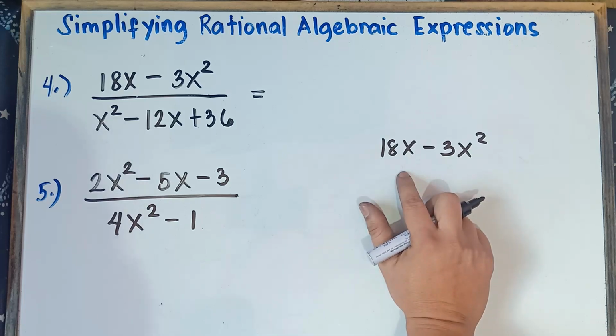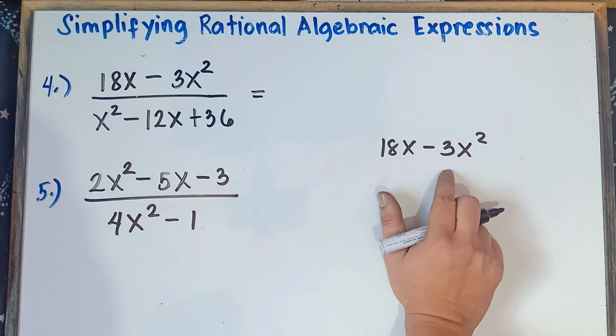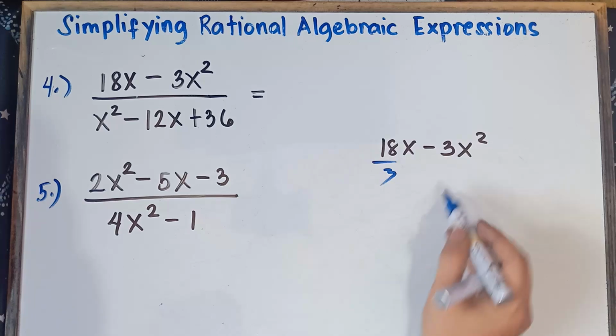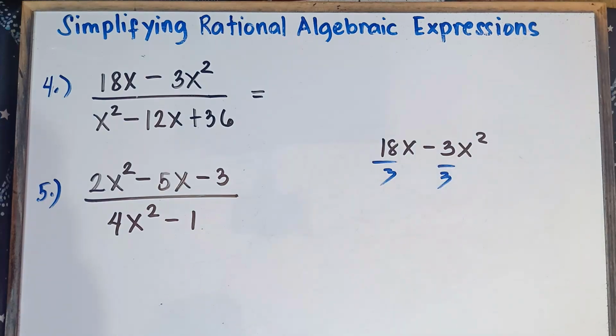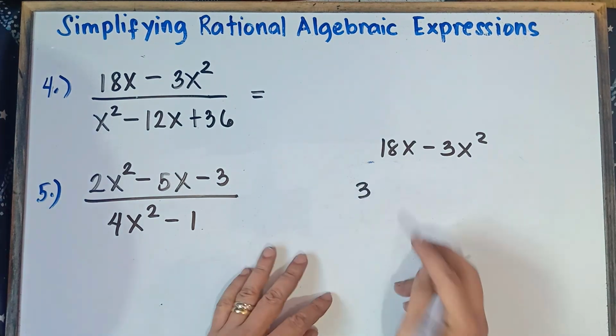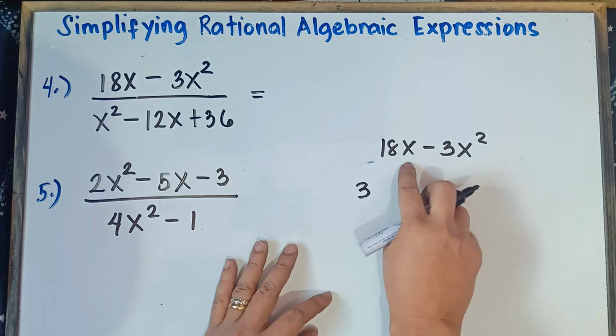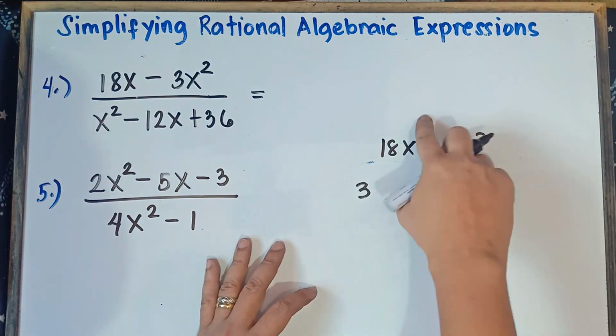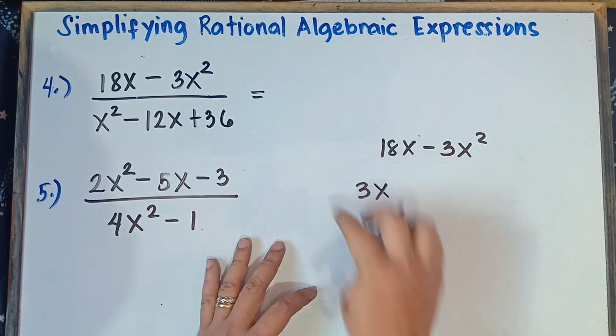What would be the greatest common factor of 18 and 3? That's correct, that would be 3, right? We can divide 18 by 3. We can also divide 3 by 3. So the greatest common factor would be 3. And then for the variable, select the variable with the least exponent. So x, the exponent is 1, so we'll be selecting x. So there would be 3x.